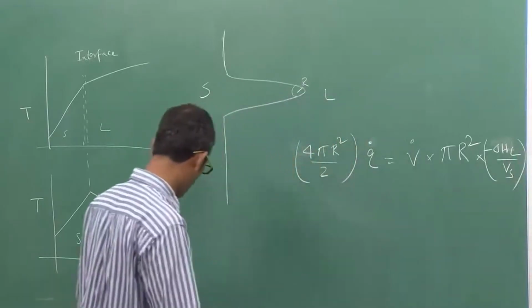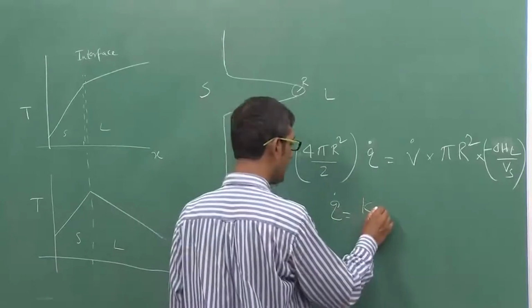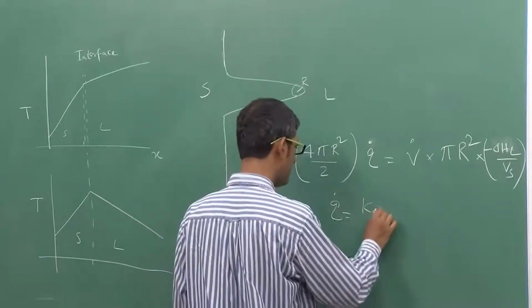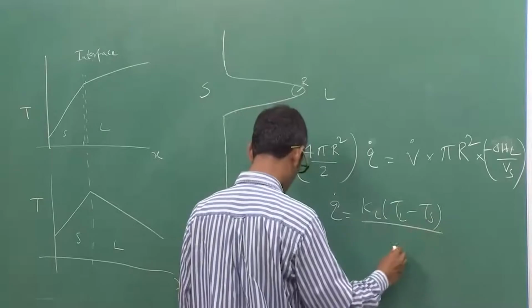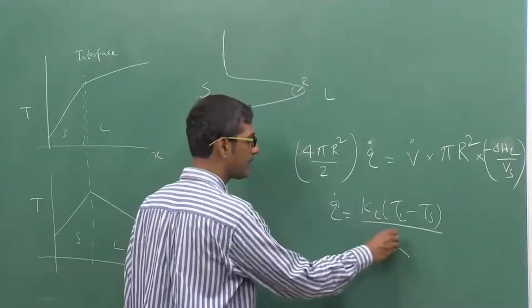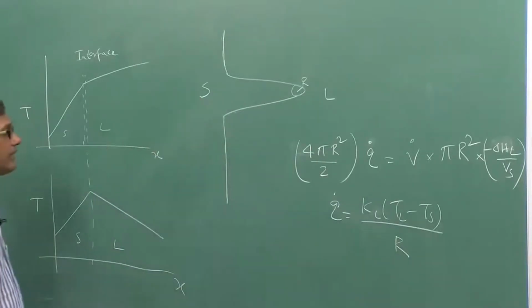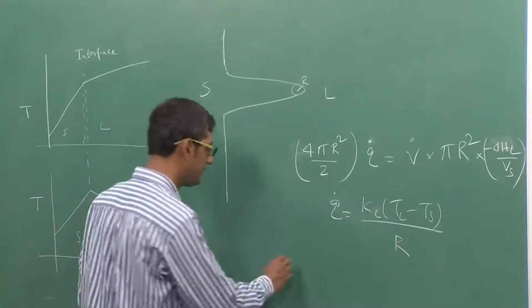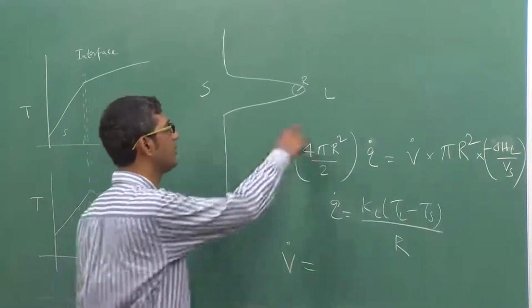So we can write down, and here Q dot is nothing but K L (T L minus T S) divided by R. That is the heat divided by the distance, which is your flux, correct. So finally we can get the V dot, the growth rate of the dendrites, like this. This is the heat evolution.